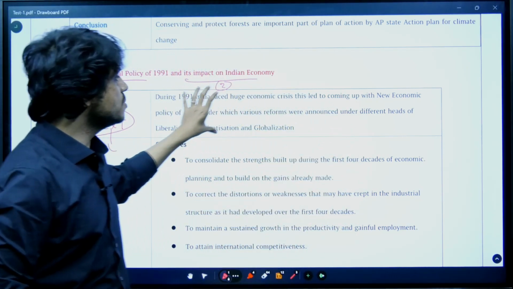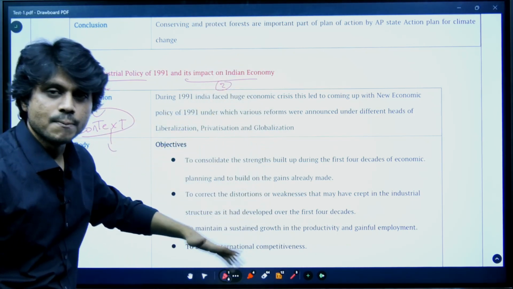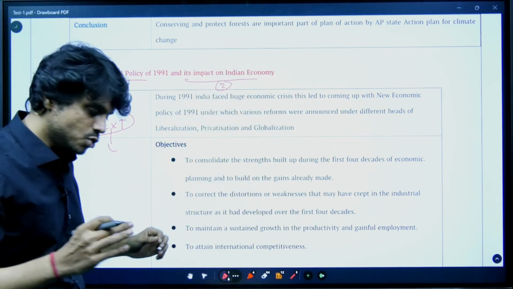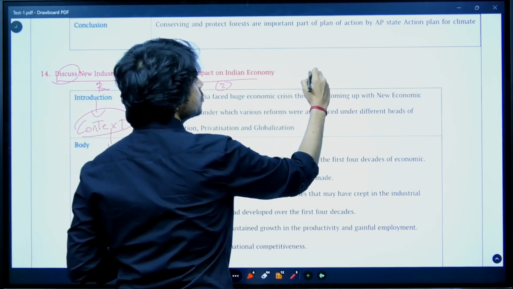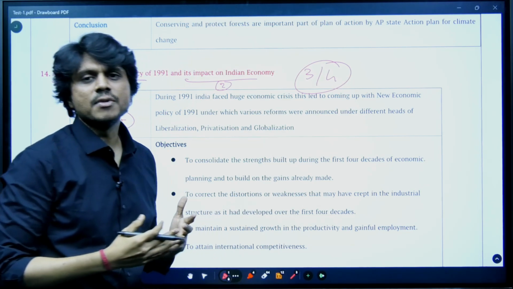So the introduction would be something in that direction, but it does not mean you will go on writing paragraphs. The introduction should not cross more than 3 to 4 lines. You have to bring some kind of context.